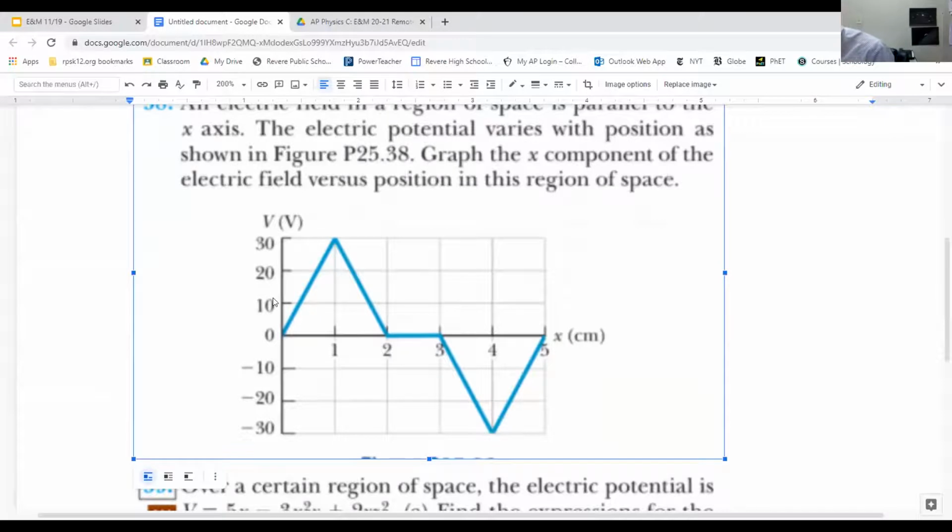So for the first centimeter, I'll stop flipping back and forth. What do we have for the electric field between 0 and 1 centimeters? Negative 30. So we have negative 30, negative 30 volts per centimeter.